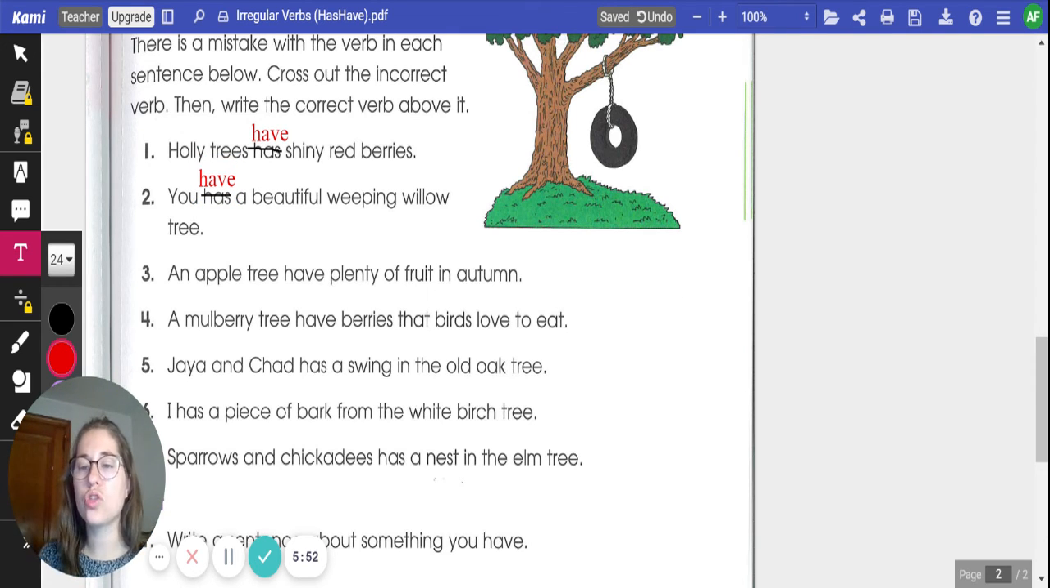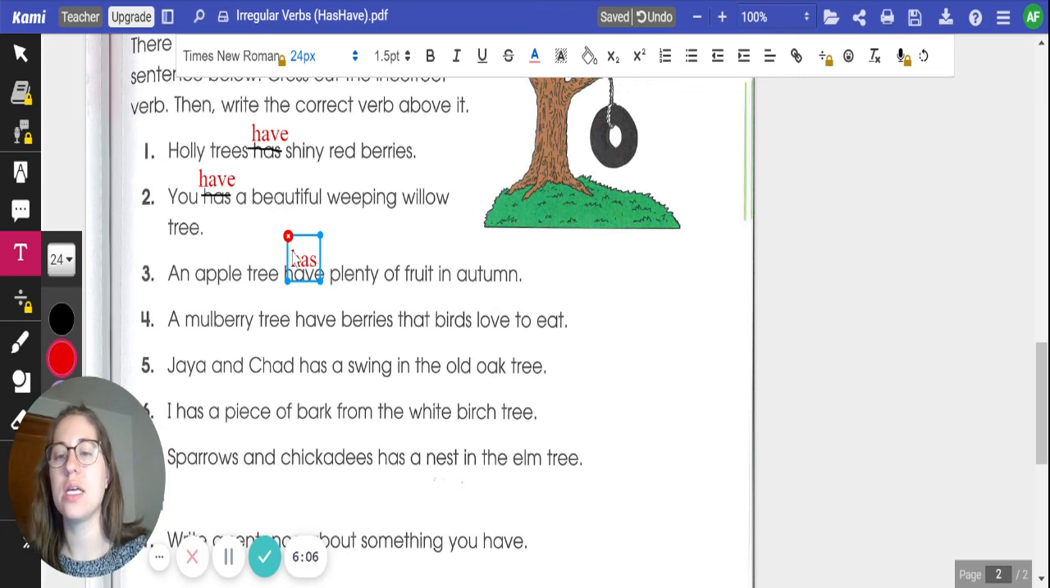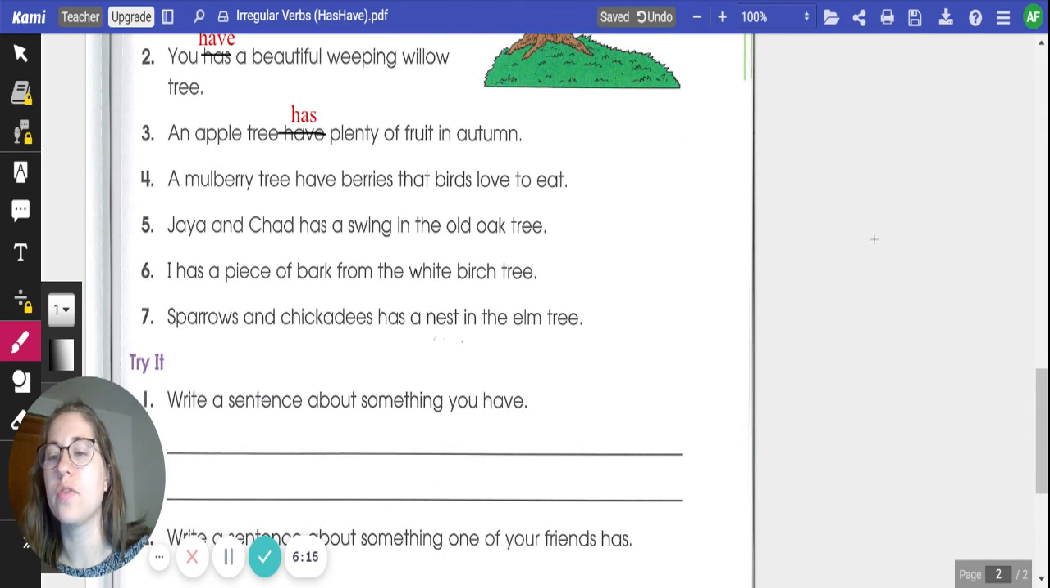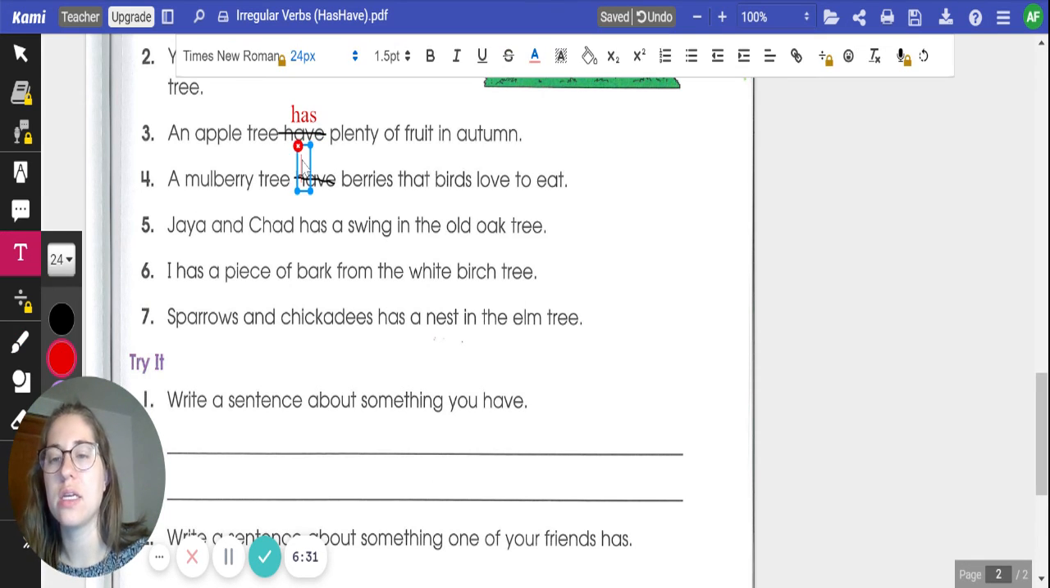Number 3, an apple tree have plenty of fruit in autumn. Looking at our subject, an apple tree, that is singular. Our form of have should be has, H-A-S. An apple tree has, H-A-S, plenty of fruit in autumn. Number 4, a mulberry tree have berries that birds love to eat. Looking at our subject, it is singular, it is tree. So we know that that have should become has, H-A-S.